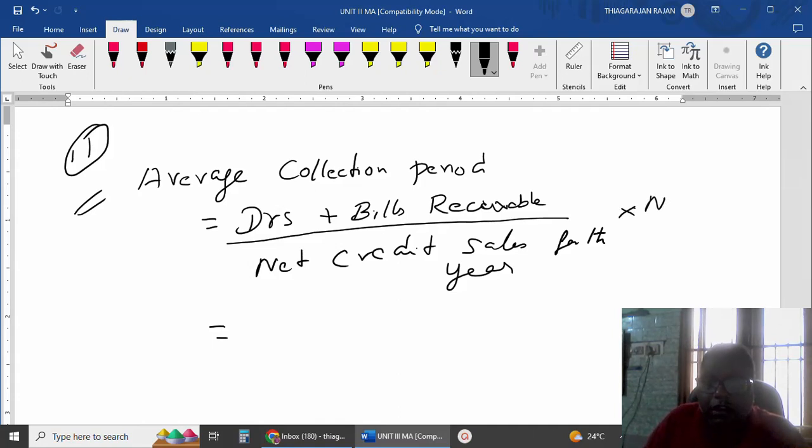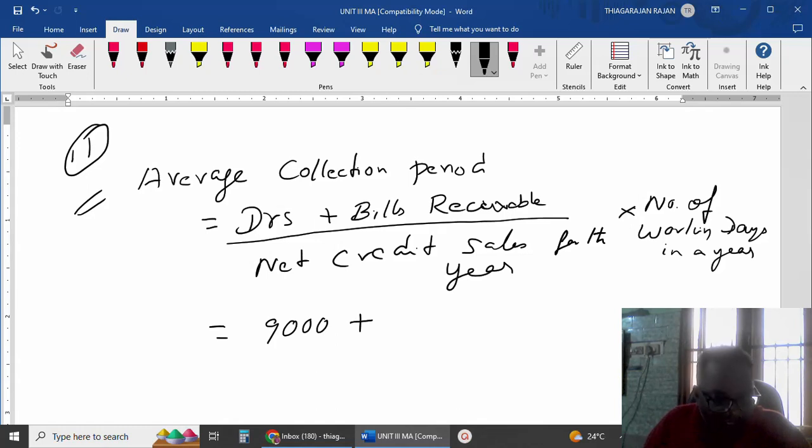into number of working days in a year. This is the formula. So how much are the debtors? See the problem: total debtors as on 31/12/1999 is 9,000. Next, bills receivable is, from the sum, 2,000, divided by net credit sales.